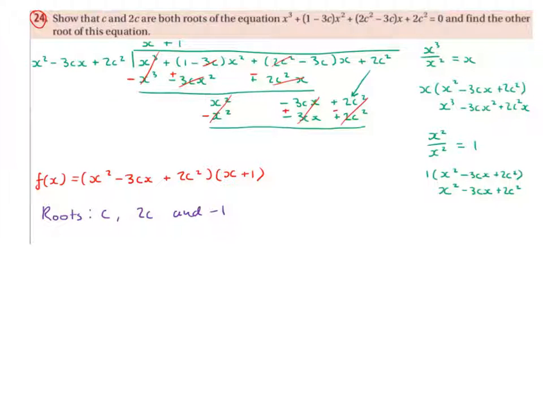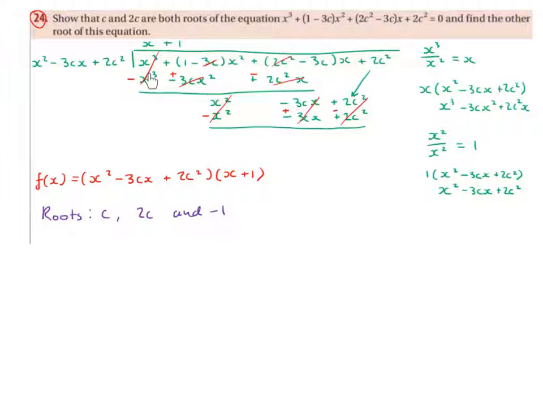So we take the highest power of x inside the bus stop, which is x cubed, divided by the highest power of x outside the bus stop, which is x squared. And x cubed divided by x squared is x, so x goes on top of the bus stop. We're going to multiply x by x squared minus 3cx plus 2c squared. And we end up with x cubed minus 3cx squared plus 2c squared x. So this goes under the bus stop. We're going to change the signs. The new signs are written in red.